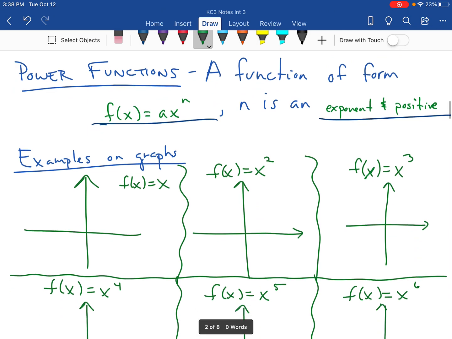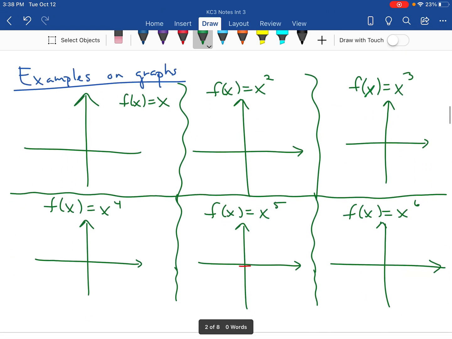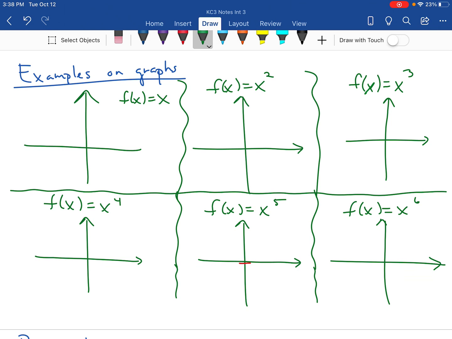Now, I want you to go ahead. We have 6 different graphs here. So pause this for a little bit, draw these 6 graphs, and then we are going to draw what they look like.